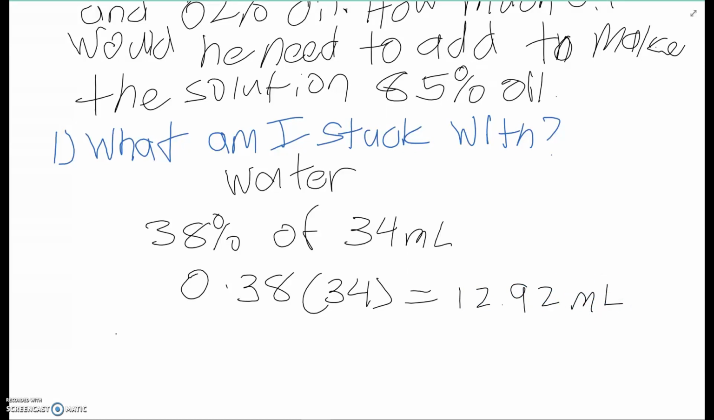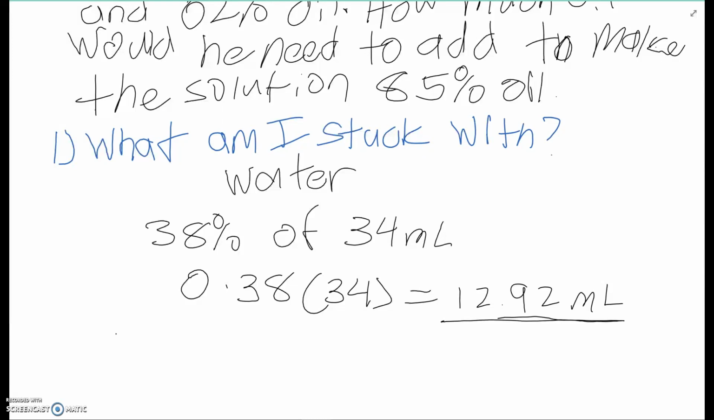So again, they're asking me how much oil I need to add to the solution to make it 85% oil, which means that I'm not changing the amount of water. And if I have 34 milliliters of a solution that's 38% water, that means I have 12.92 milliliters of water to work with. That's not going to change at all. So what I'm going to do now is flip the question on its head. How much oil do I need to add to the solution to make a solution that is 15% water?